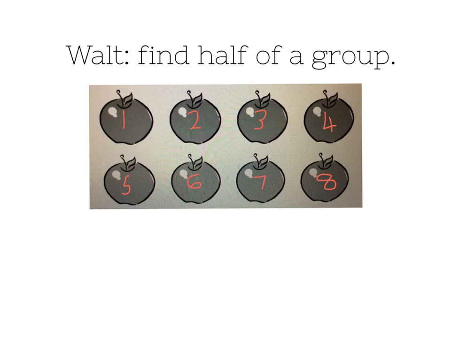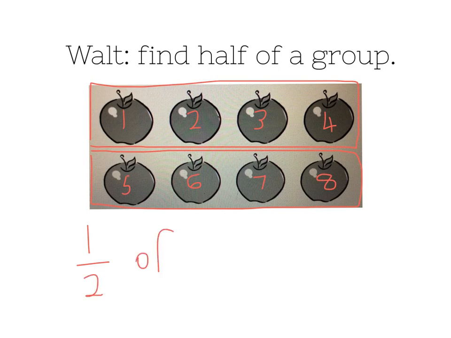Just like whether I'm doing a rectangle or my shapes, I can cut my group in half that way. And here is the other equal group. So, I can now know that half of my 8 apples equals 4.